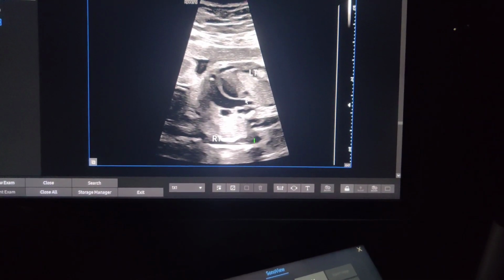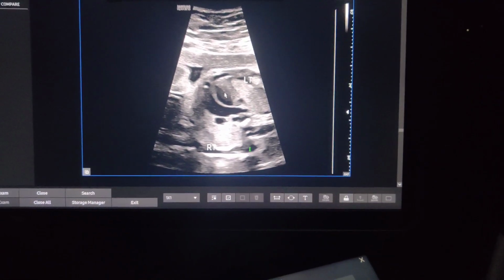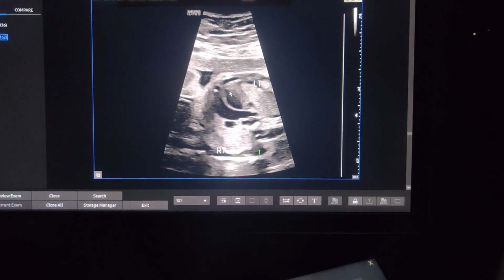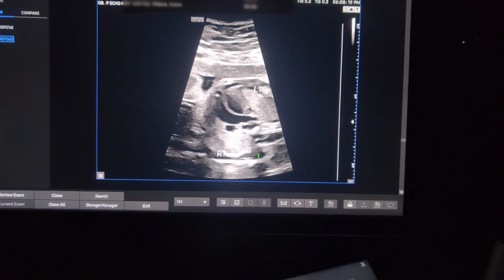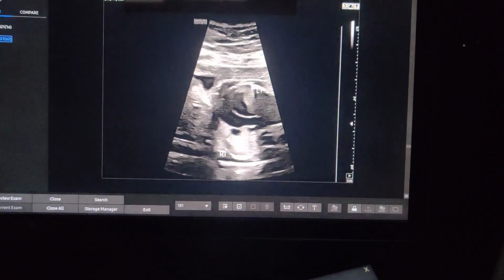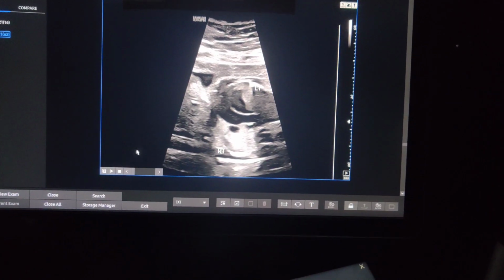Now I observe another vessel. So this is the three vessel view. Normally we know that other than the three vessels we shouldn't have any other vessel. Now look at the extra vessel on the left side. So now we start trying to see what is that extra vessel.